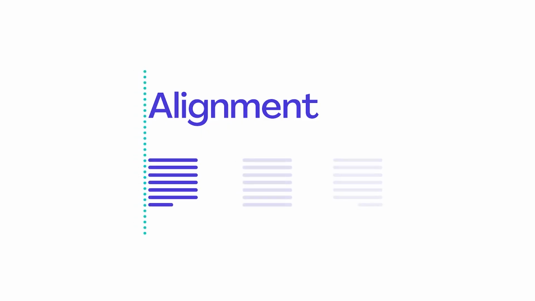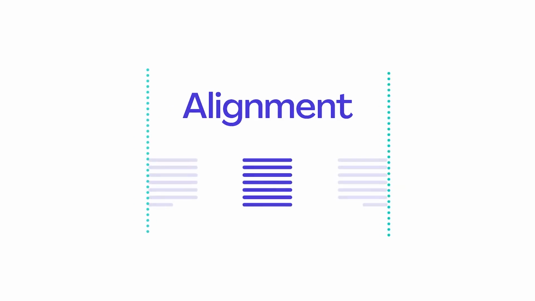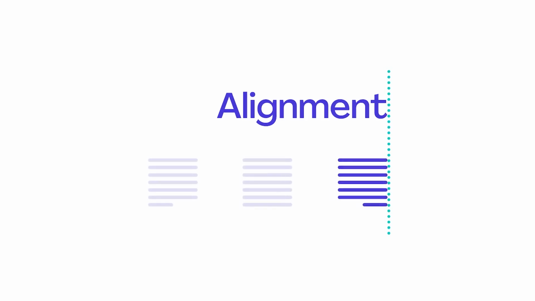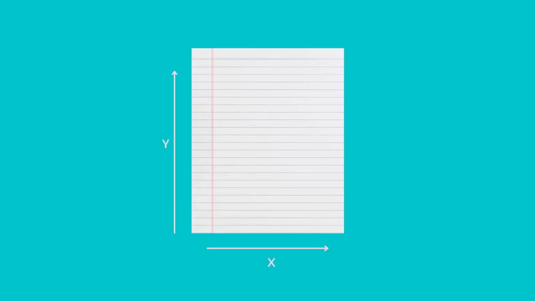The final principle to discuss is alignment. Some people suggest alignment pairs with balance, as by aligning elements, it can help designs feel more balanced. Alignment focuses on the relationships between elements, giving structure and order to designs.